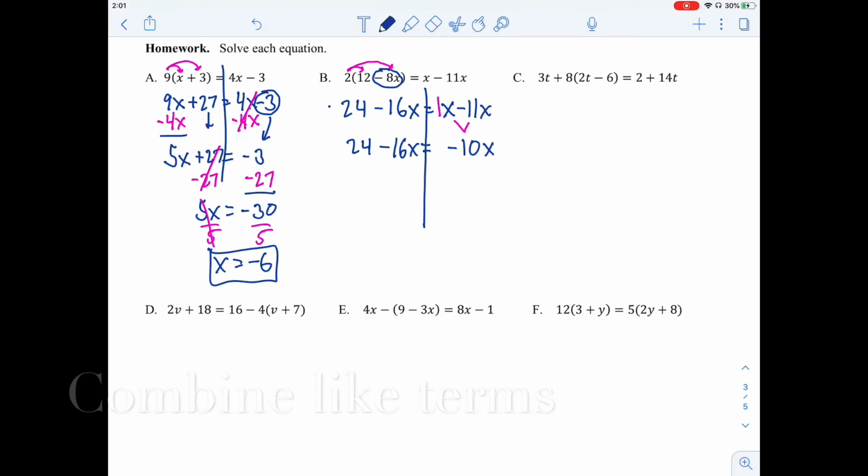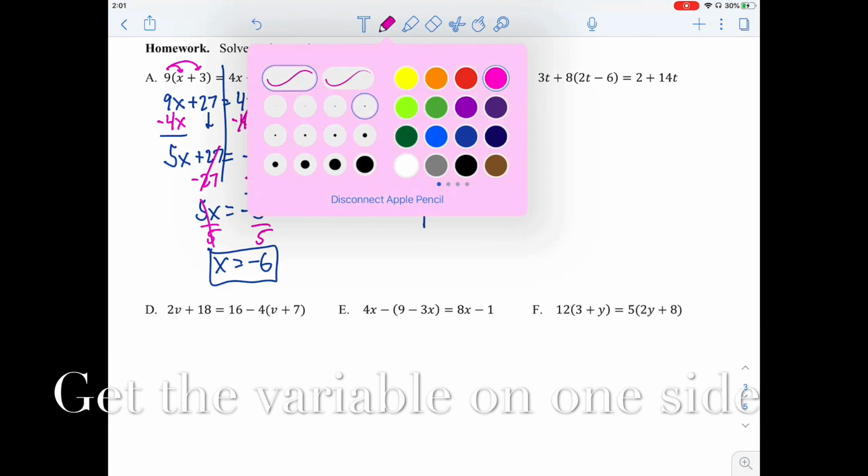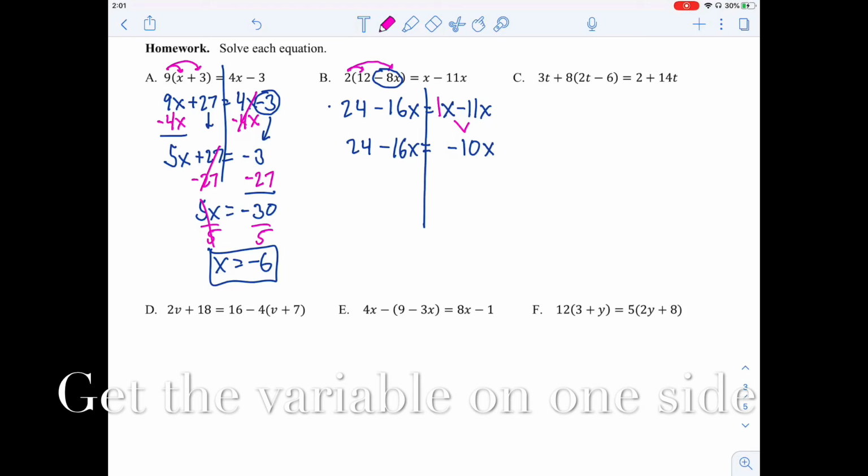So now we have a variable. Now we can get rid of minus 10. We could plus 10x to both sides. We could do it that way. Or we could add 16x to both sides. Either way would work. So this one, you add 16x.